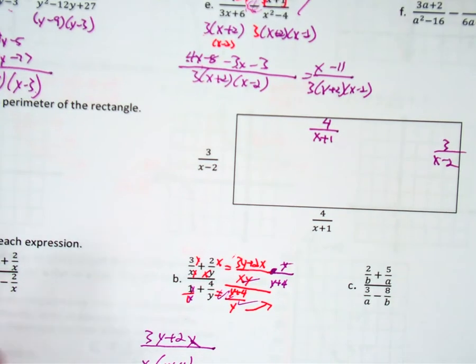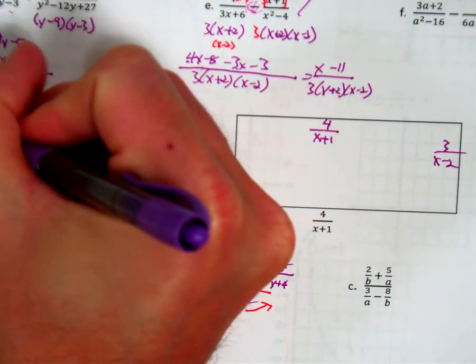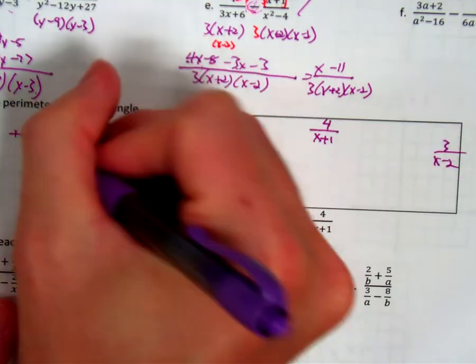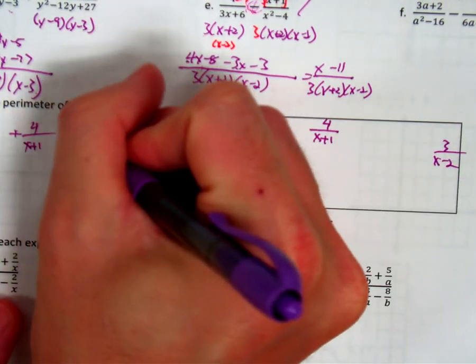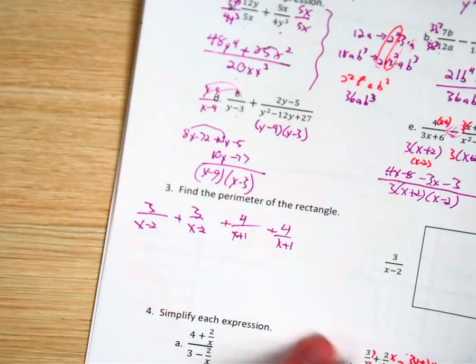All right, so I have 3 over x minus 2 plus another 3 over x minus 2 plus 4 over x plus 1 plus another 4 over x plus 1. Zoom out a little bit. I'm stuck. My paper can't get any closer. There we go.